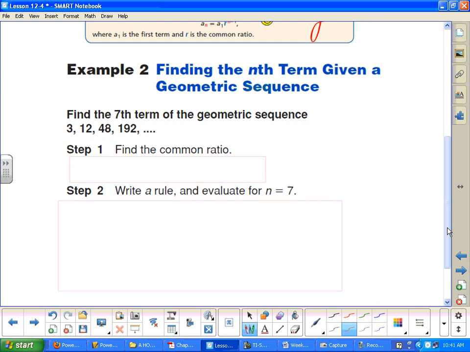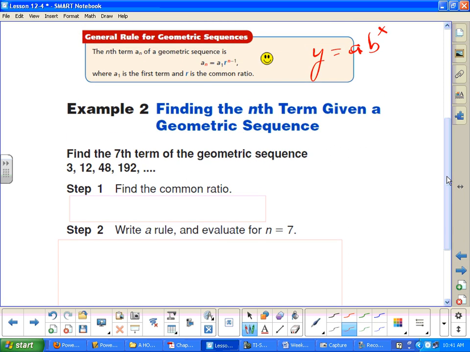So here they want us to find the 7th term of this geometric sequence. So always, to find the term, we need to know the initial value, common ratio, and n, just like we were working with the arithmetic ones. So, step 1, it says find the common ratio. Well, what's r in this case?